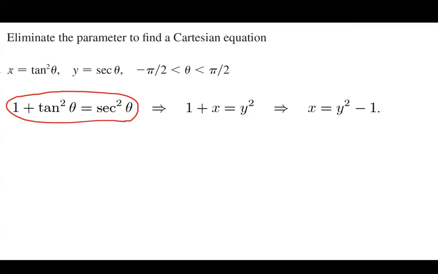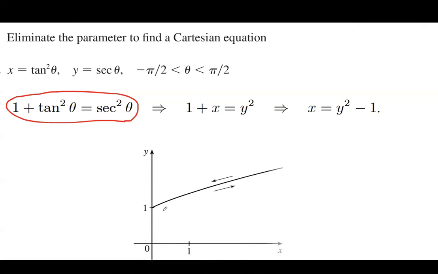Tangent squared is equal to x. So wherever we see tangent squared, we just write down x. X doesn't have any exponent like 2 or 3. It's just x itself. On the right-hand side, secant squared is y squared. So that's how you end up with y squared on the right-hand side. Well, what do we have here? We have just this portion of the graph. Why is that? Because our theta is bounded between negative pi over 2 and pi over 2.